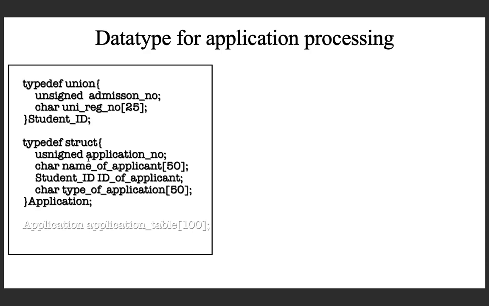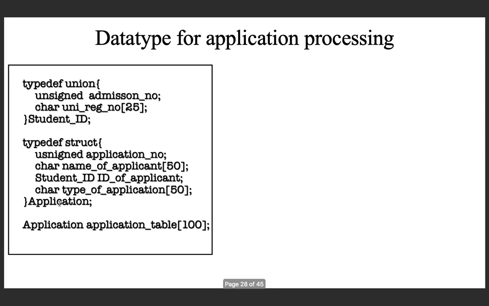If you recall, these are the four fields: the application number, which is an unsigned data, then the name of the applicant, which is a character array, then the third field was the ID of applicant, which could be either the admission number or university register number. So I just declared a variable of this newly defined data type. Student ID is the type and ID of applicant. Then finally, the type of application, that is again a character array. So I just declared or defined a data type for each application.